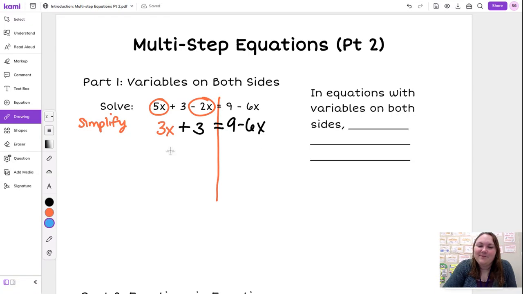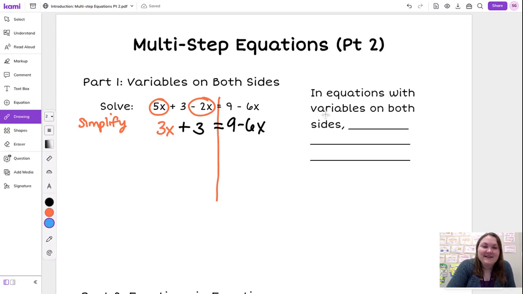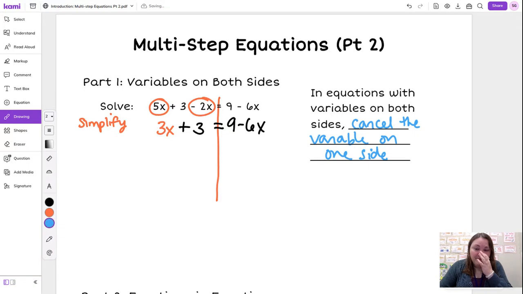When you have variables on both sides, you're going to need to do something to help you solve. Keeping in mind that our answer is going to be something like this. It's going to have x on one side and a number on the other side. So keeping that in mind, I want to get rid of one of my x's. In equations with variables on both sides, you want to cancel the variable on one side. Or you can think of it as moving your variable to one side.